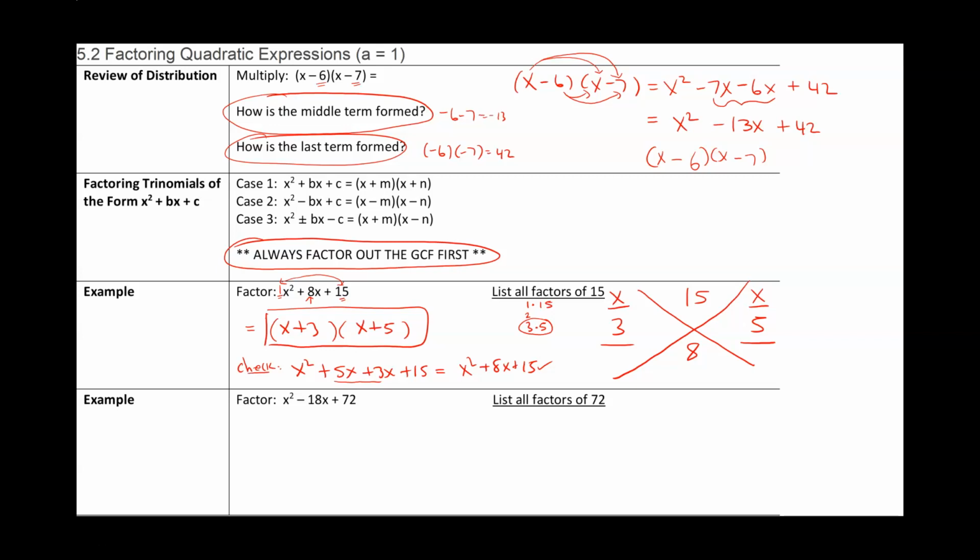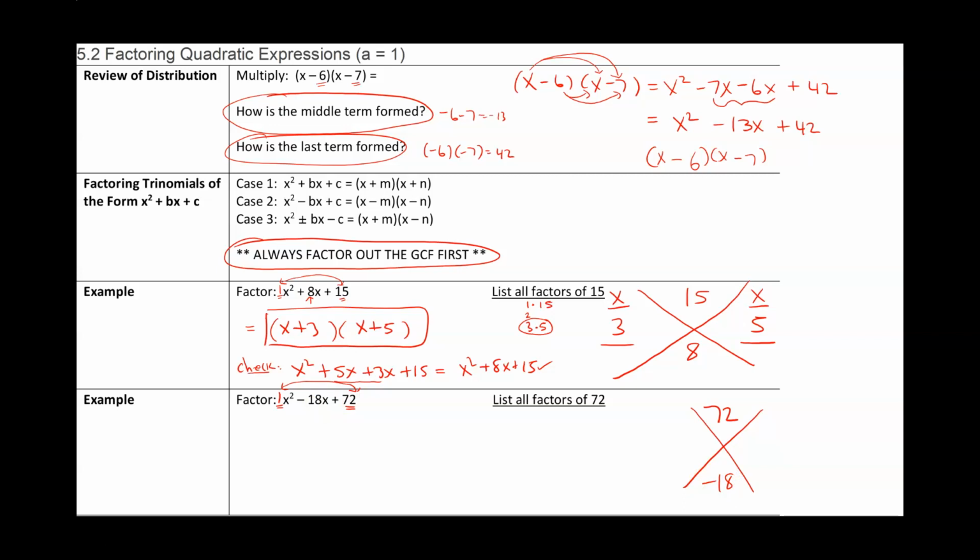Let's take a look at the next one. We have x squared minus 18x plus 72. So we make our x factor, and we're going to put the 1 times 72. You always multiply the first and last terms. That's going to go on top. The middle term, the negative 18, that's going to go on the bottom.